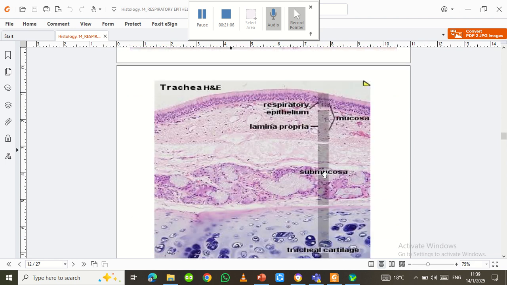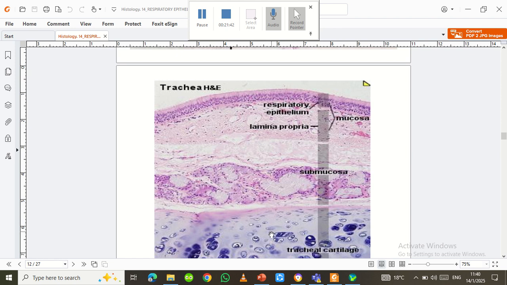This is another slide for your trachea. You can appreciate your pseudostratified ciliated columnar epithelia, right? This is your lamina propria with alveolar tissue, right? And then now this is your submucosa. You can actually appreciate these seromucous glands in your submucosa. You can see all of these glands, right? And then this eosinophilic layer is gonna be your pericardium, right?